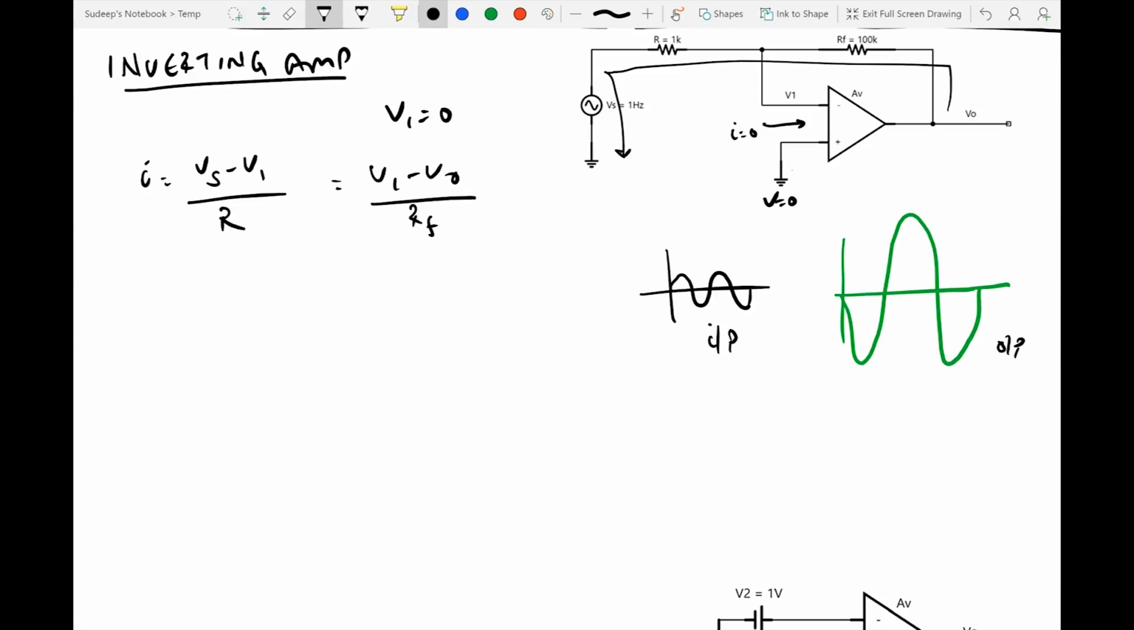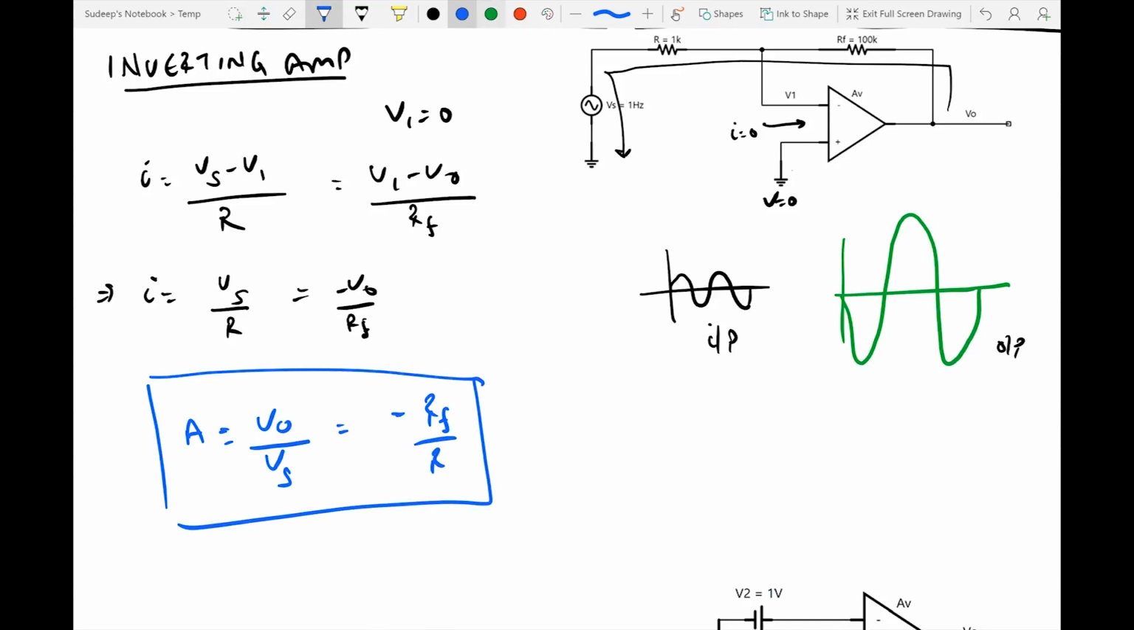We are just using the same Ohm's law equation, V equal to IR, so we come up with the value of the current over here. We know V1 is equal to 0. So this comes to I equal to Vs divided by R, equal to minus V0 by Rf. The amplification that the circuit would provide us, A, is equal to V0, the output voltage, divided by Vs, the input voltage, which brings us to minus Rf by R.